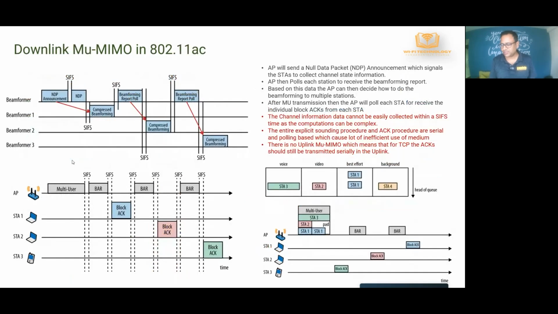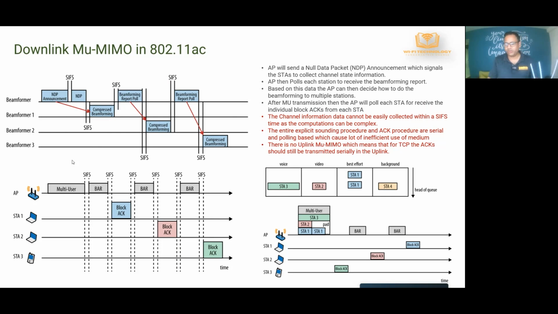So how does the frame exchange work for multi-user MIMO? Again, if you're doing multi-user MIMO in the downlink, the access point will send something called an NDP announcement, or null data packet announcement, followed by a null data packet. That frame is basically a broadcast frame. So all the stations, again, only the stations that are willing to participate in MU-MIMO. There will be legacy stations that will not participate.